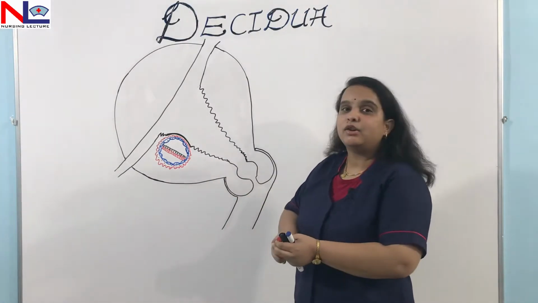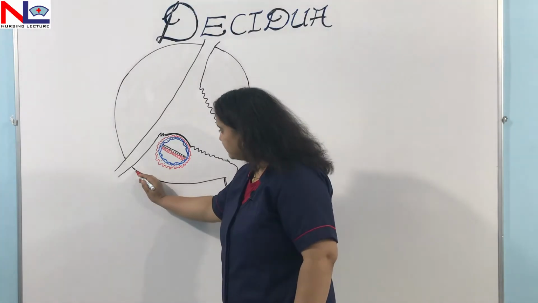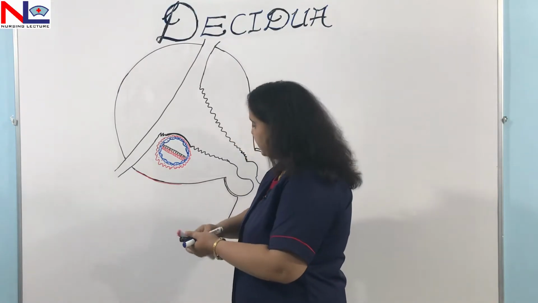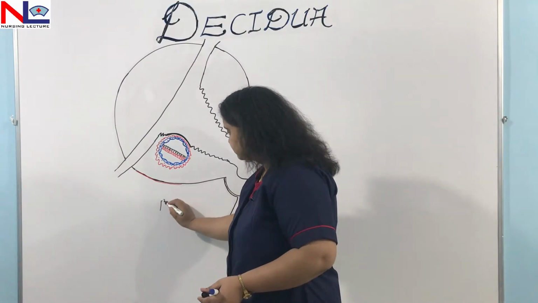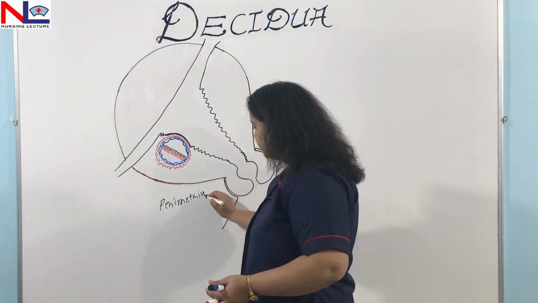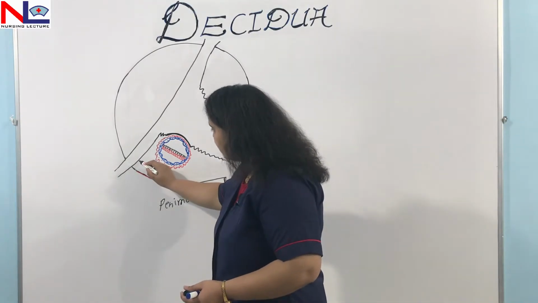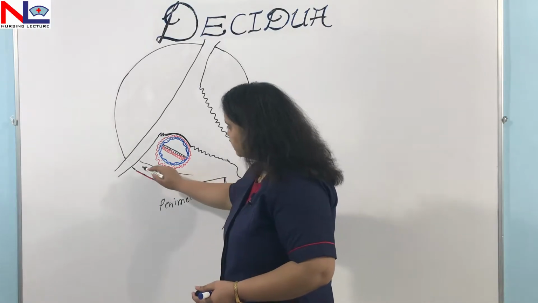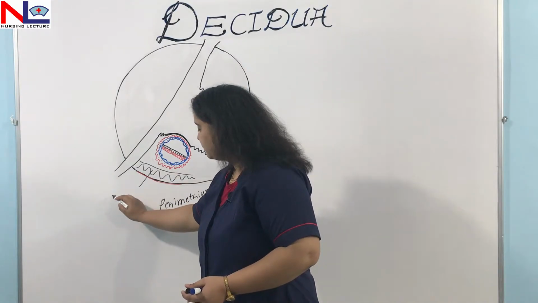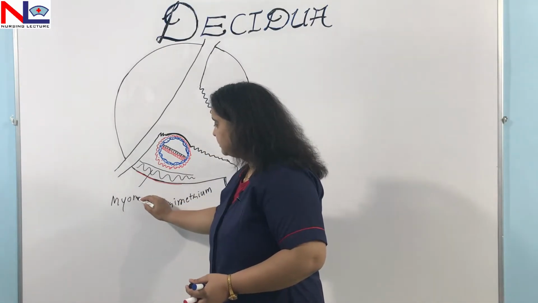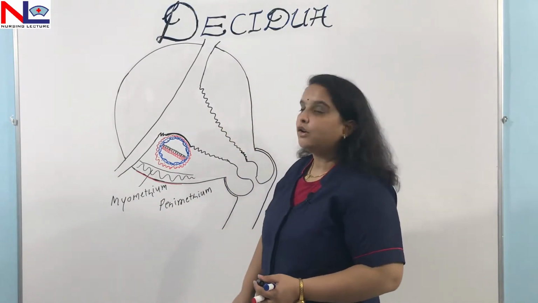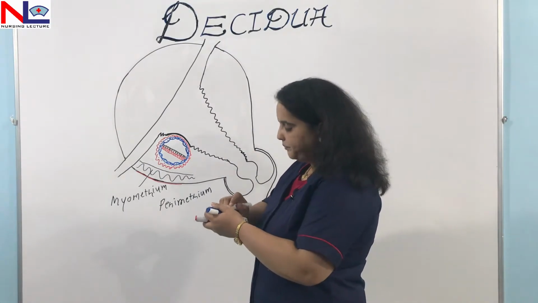The outermost lining of the uterus is called the perimetrium, and the middle one is called the myometrium. Here is the myometrium, that is the muscular layer of the uterus. Myo means muscles, so the myometrium is the middle one, and the innermost lining of the uterus is the endometrium.